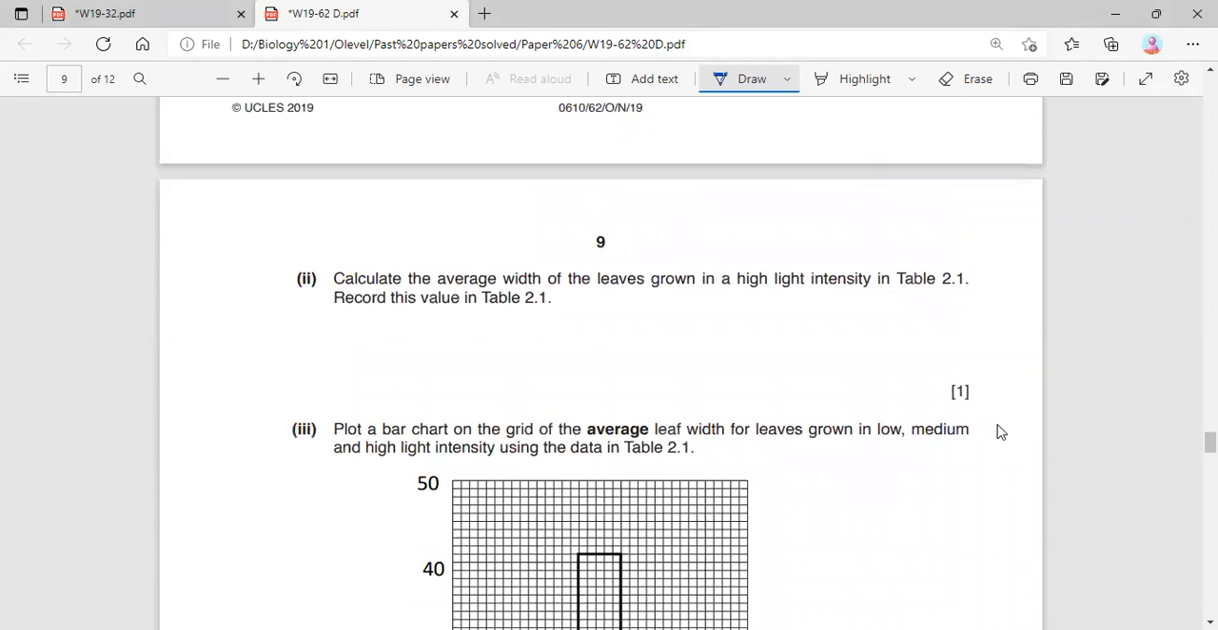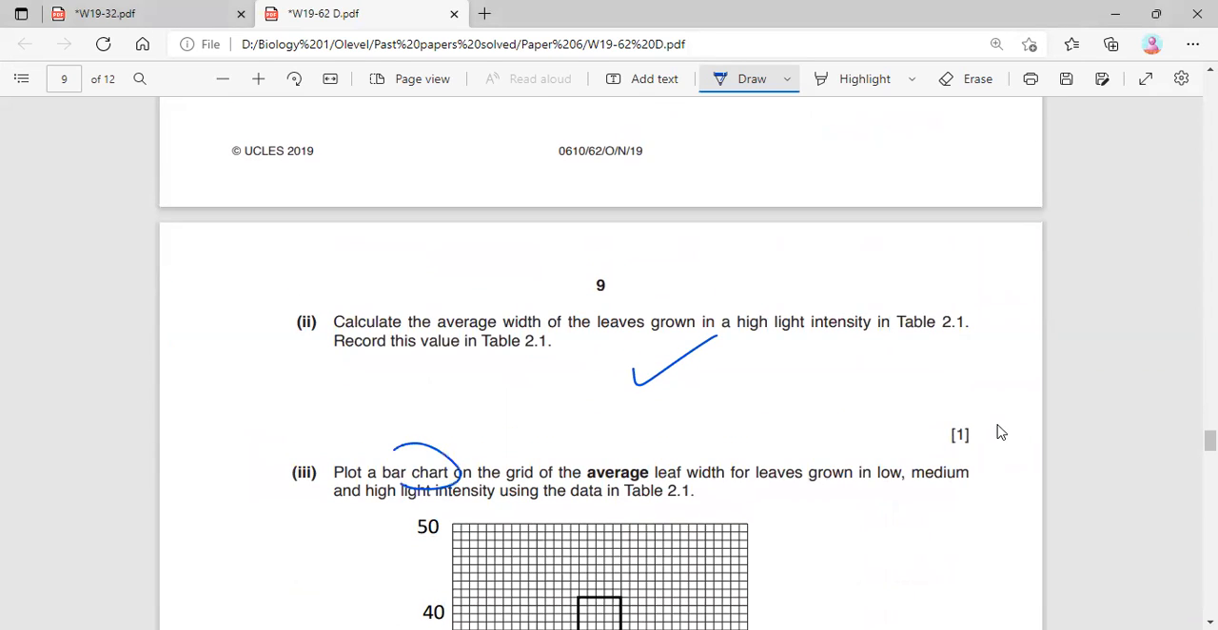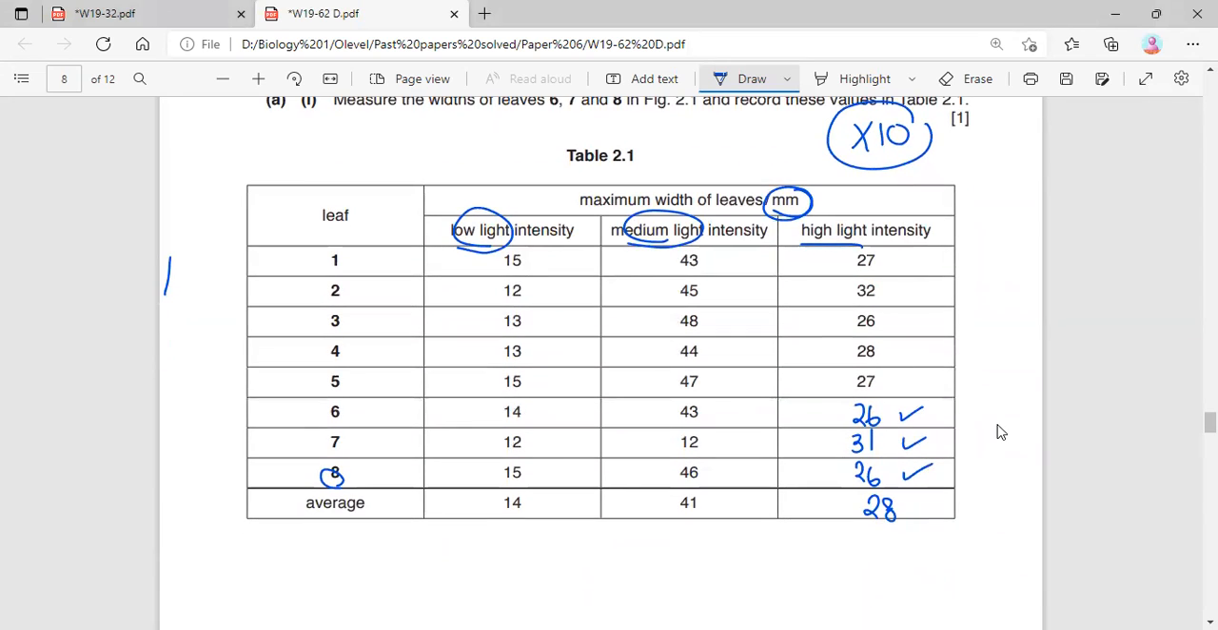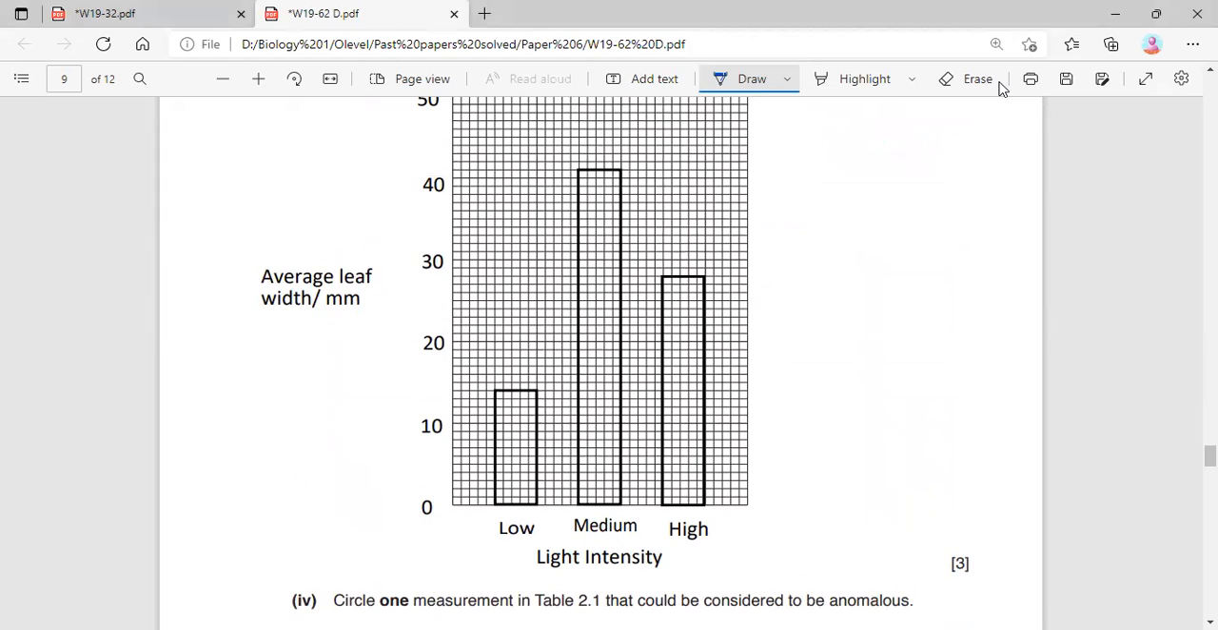Okay, calculate the average width. We already did. Plot a bar chart of the average leaf width in low, medium, and high. He wants a bar chart of the average width. So here, the first thing you will do is put the labels. What are the labels? You have 3 bars, light intensity, low, medium, and high.